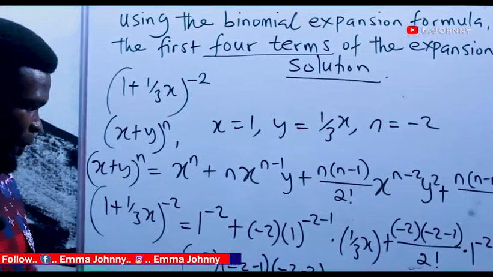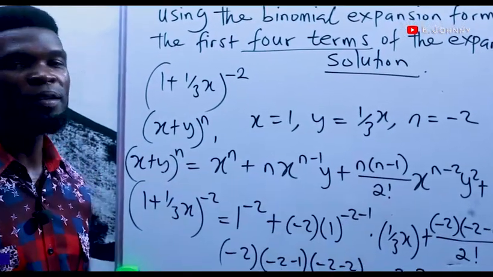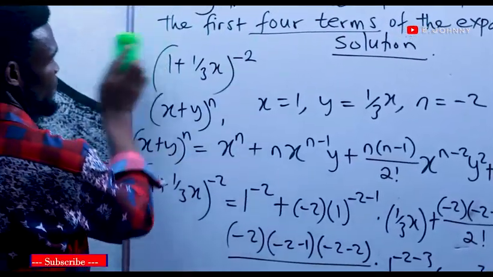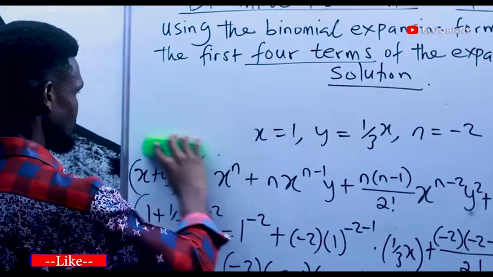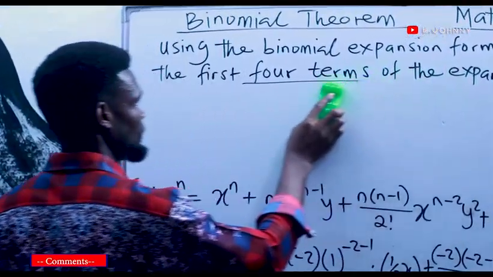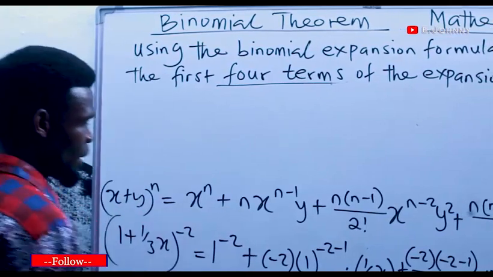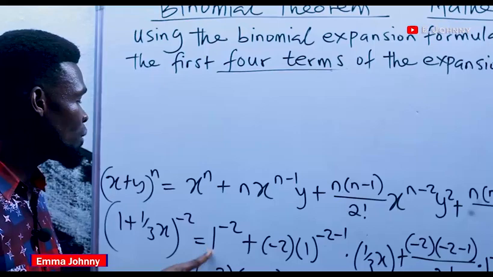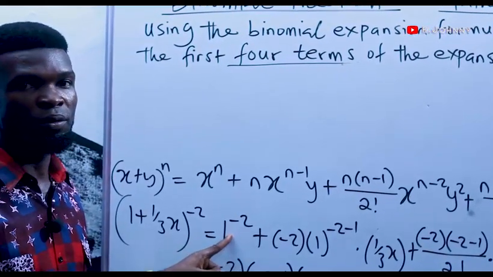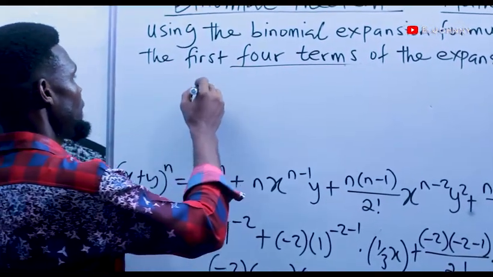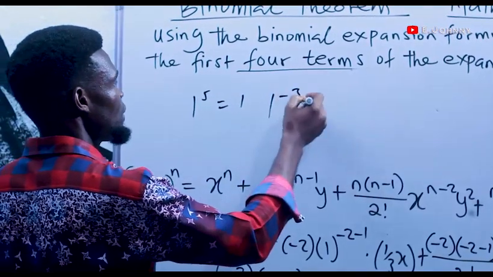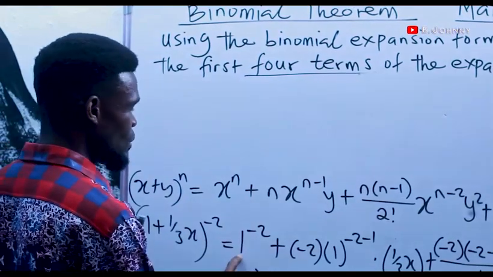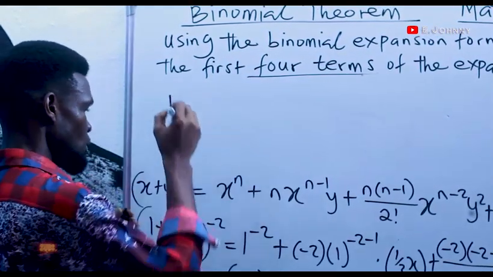The next thing now is to simplify this. So let me clean this up. Okay, quickly, let me start with this. Please note that 1 raised to power anything will always give us 1. So even if I have 1 over 5, it is 1; 1 over minus 3 is 1. So that point is established. That means that 1 raised to power minus 2 is 1.